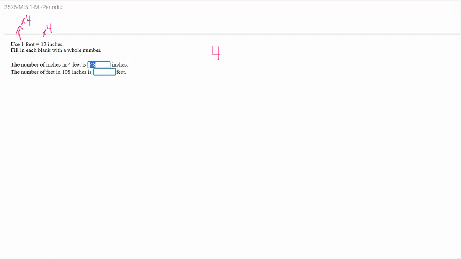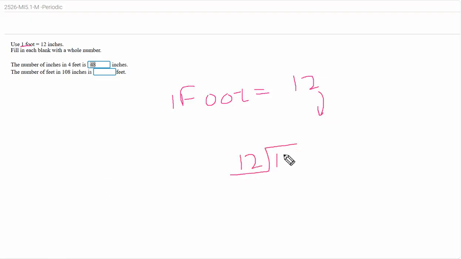The next one, the number of feet in 108 inches is, so what do we do here? Now, they're asking about the number of feet in 108 inches. The same thing you will do. 1 foot gives you 12 inches, right? Now, you want to figure out how did we go from 12 to 108? What can we do? Like we learned from the previous questions, we can divide it directly to get the answer. So 108. We can multiply this by 9.